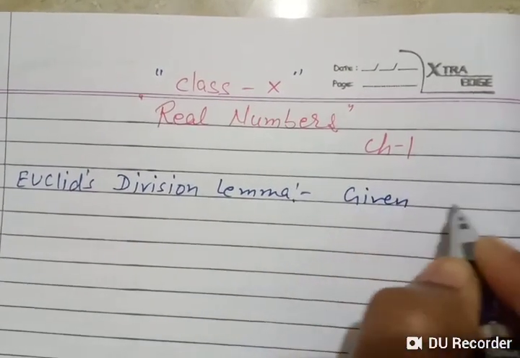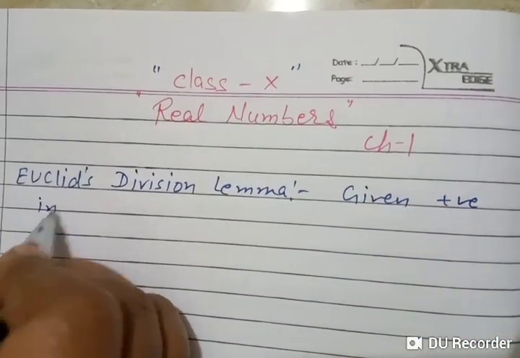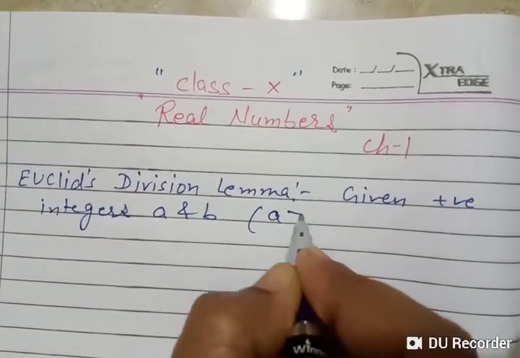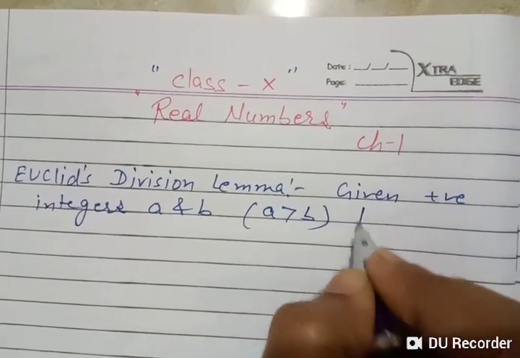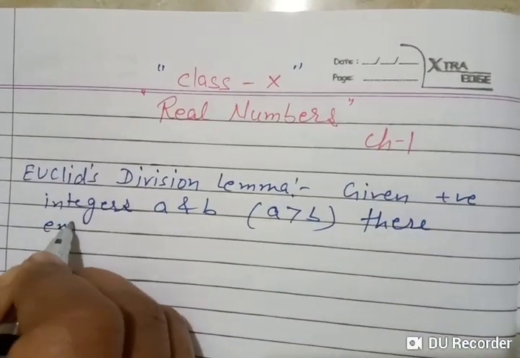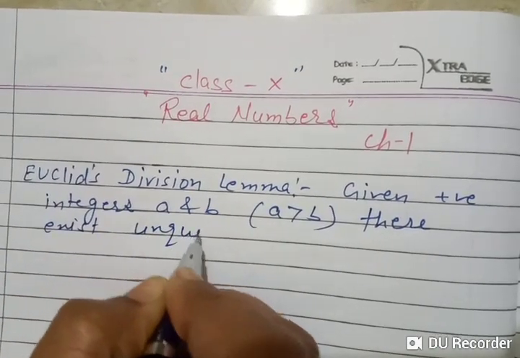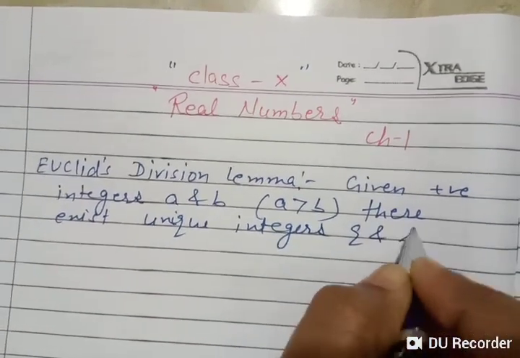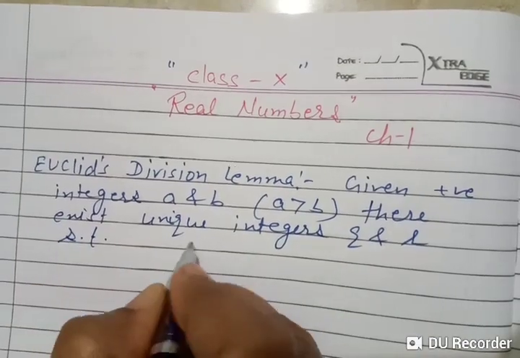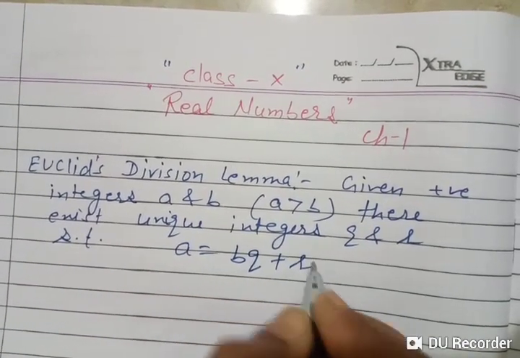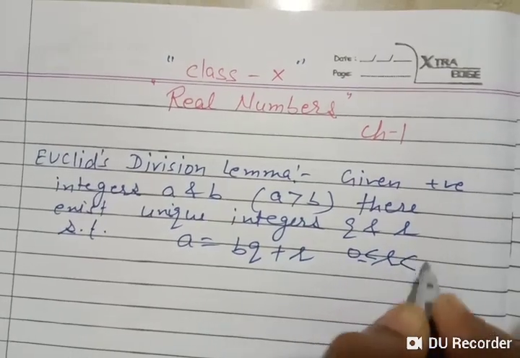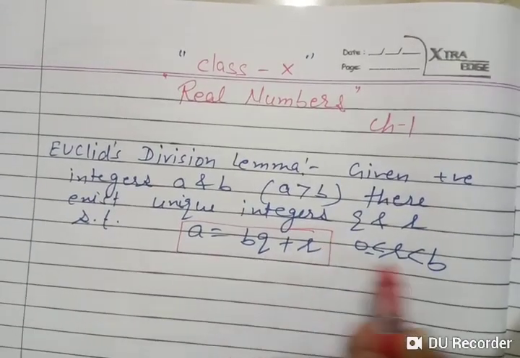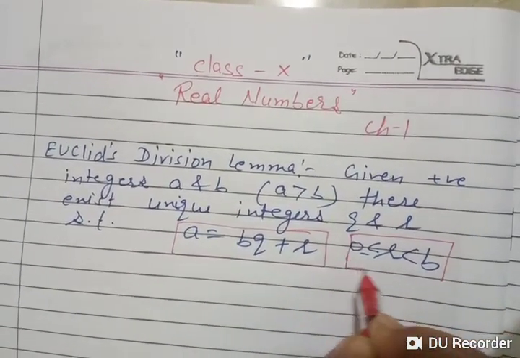Given positive integers a and b, where a is greater than b, there exist unique integers q and r such that a is equal to bq plus r, where r lies between 0 and b. So this is the main thing of Euclid's division lemma.